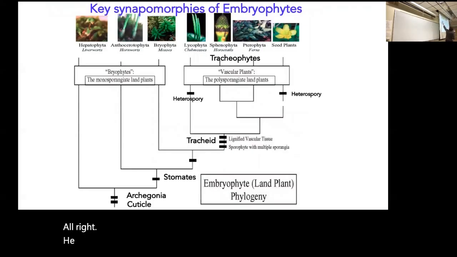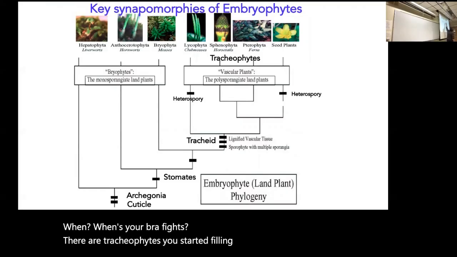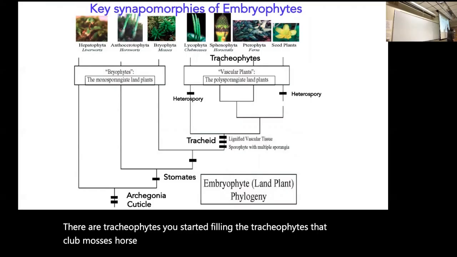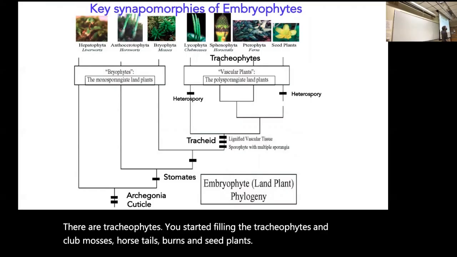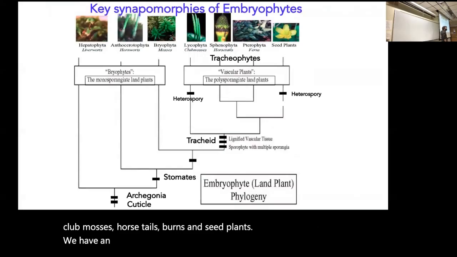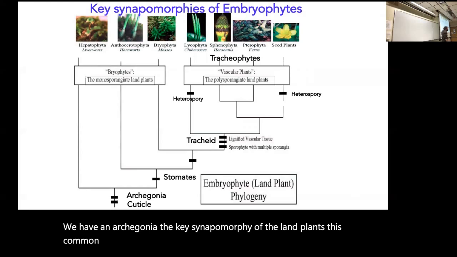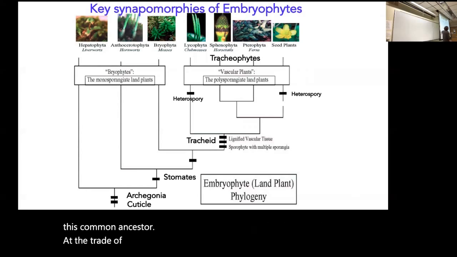Synapomorphies. Land plants. There are bryophytes. There are tracheophytes. We started to fill in the tracheophytes: club mosses, horsetails, ferns, and seed plants. We have archegonia, the key synapomorphy of the land plants. This common ancestor had the trait of archegonia, which is passed on to all the descendants.